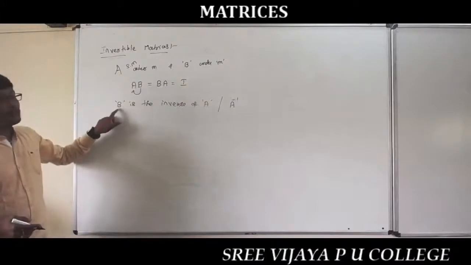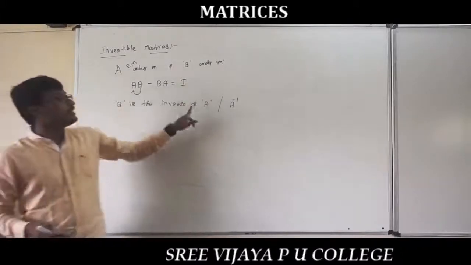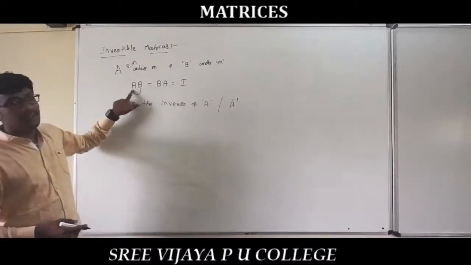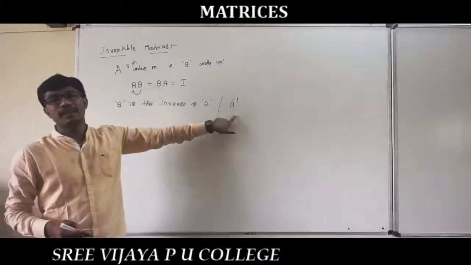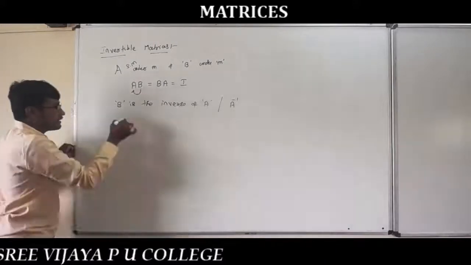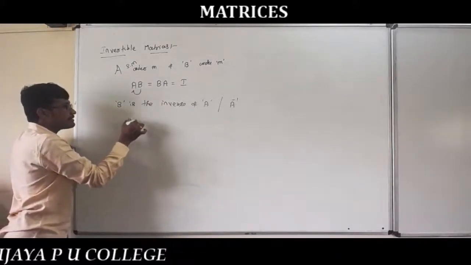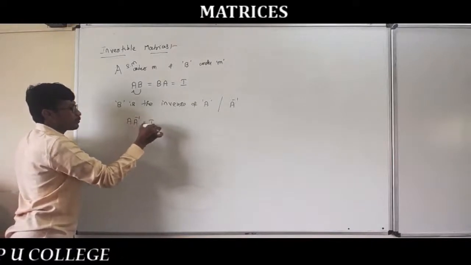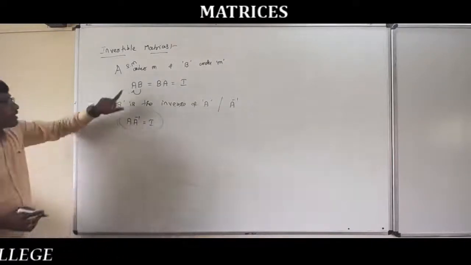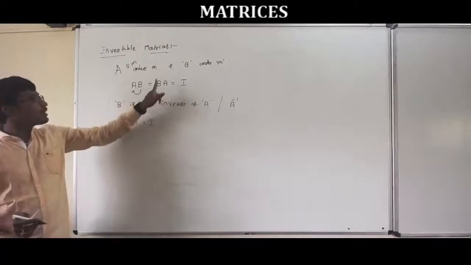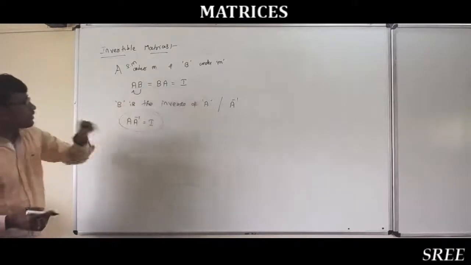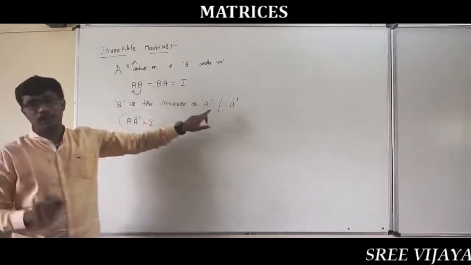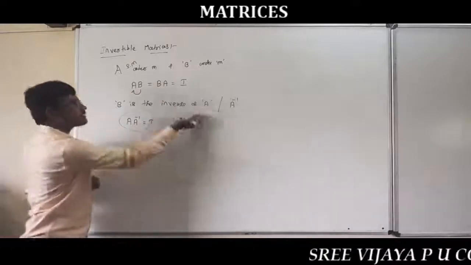B is the inverse of A, and it is denoted by A inverse. The matrix we have taken is called the inverse of A. For this A, this is the inverse, which is denoted by A inverse. Symbolically it can be represented as A into A inverse equals I. If A into B equals I, or B into A equals I, we can say that B is the inverse of A, and also that A is the inverse of B.